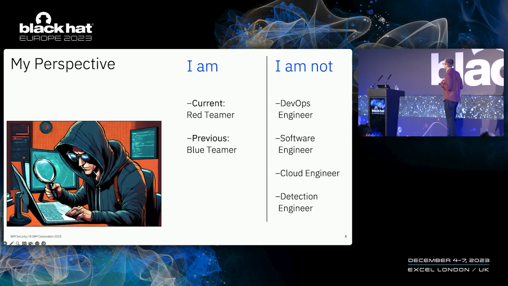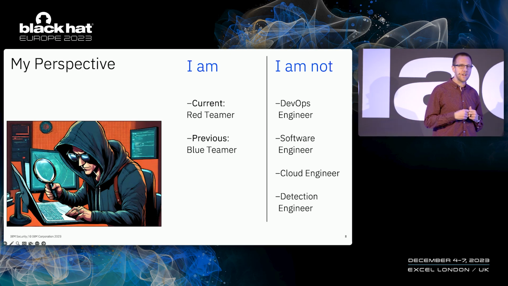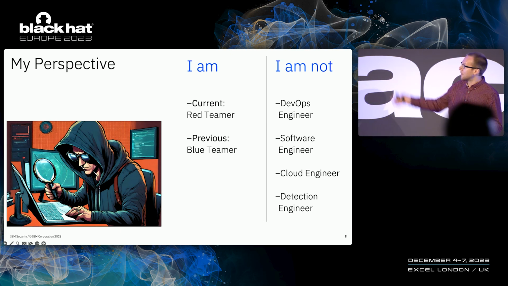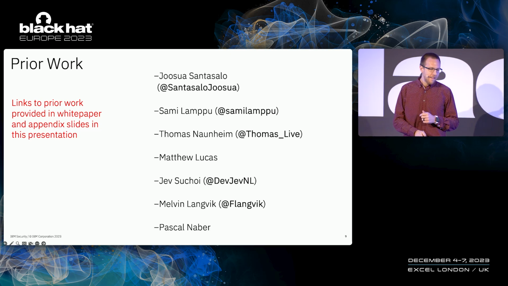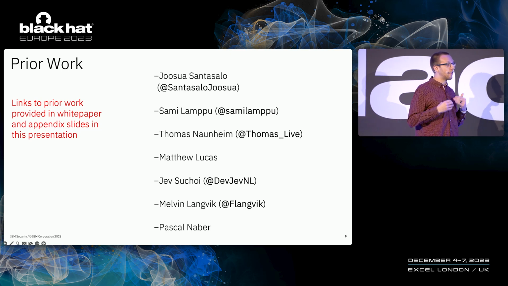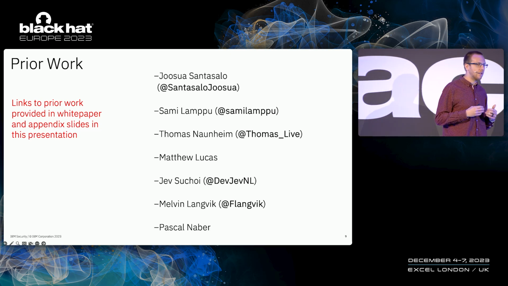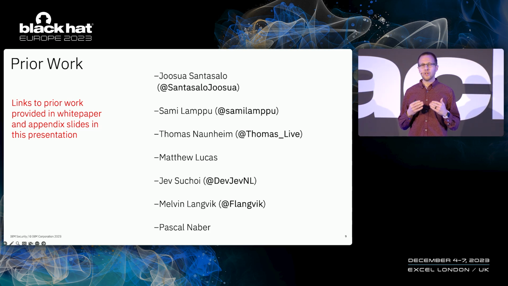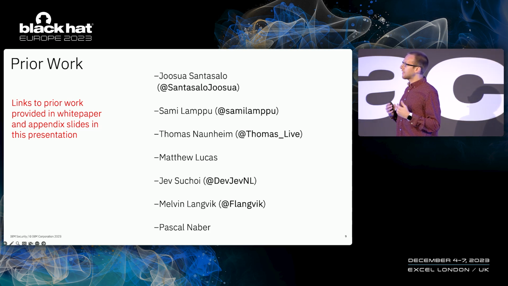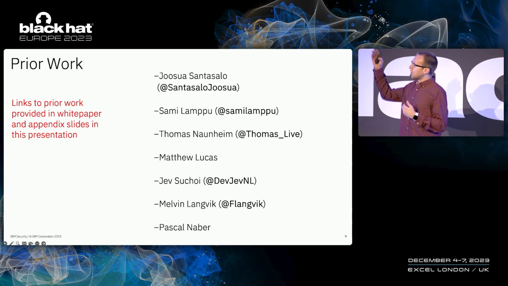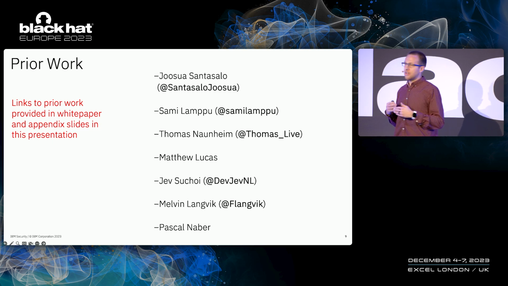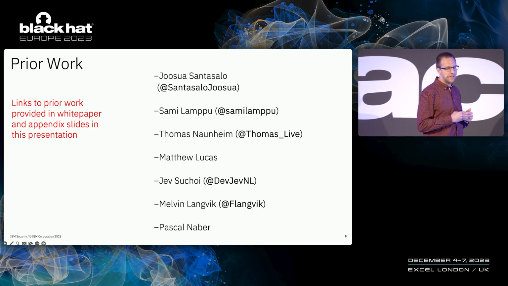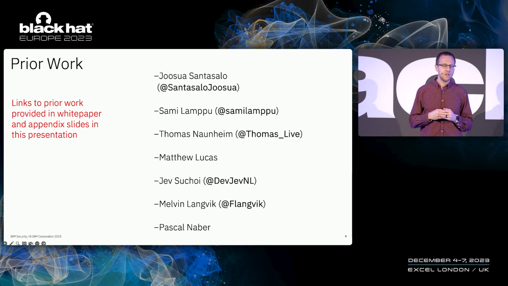Now, my perspective on this: I'm currently a red teamer. Previously, I was a SOC analyst. I'm not any of those roles listed on the right, and I definitely don't pretend to be. Although there's been a lack of comprehensive research on attacking Azure DevOps Services, there's been a lot of really great work on individual attack scenarios against the platform, and I want to make sure I call out these people and their Twitter handles where applicable. Links to their actual work are included in the appendix slides of this presentation, as well as in the white paper.